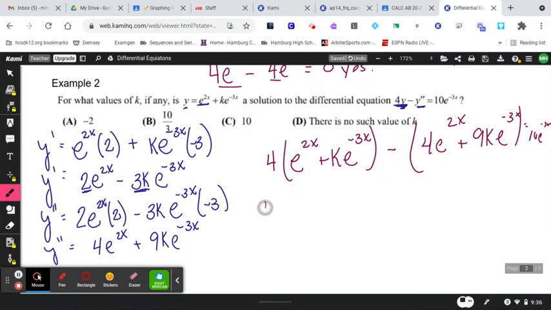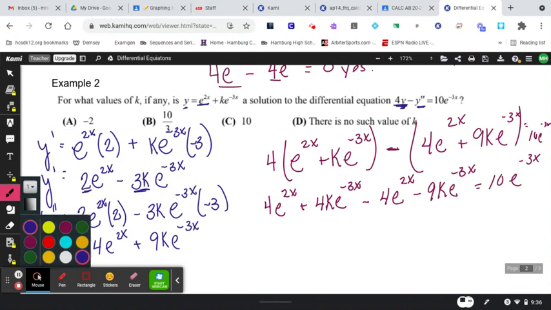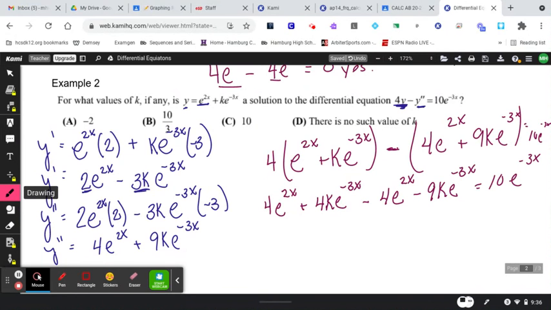Basically, what am I going to get for k when I solve this? Let's just clean it up. So if I distribute that 4, I get 4e to the 2x plus 4ke to the negative 3x. Again, I'm subtracting, so I have to distribute that negative. Minus 4e to the 2x minus 9ke to the negative 3x. And does that equal 10e to the negative 3x? All right, so a bit of a mouthful. Let's see what like terms we can put together.